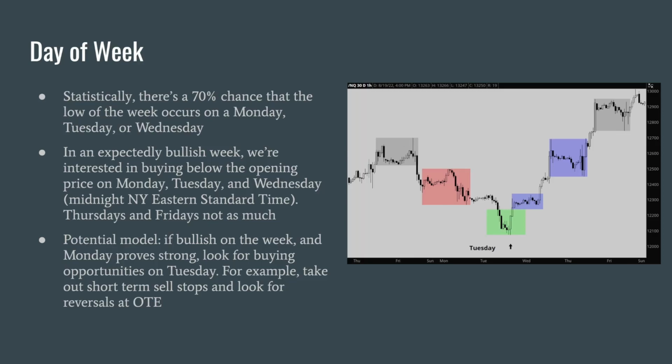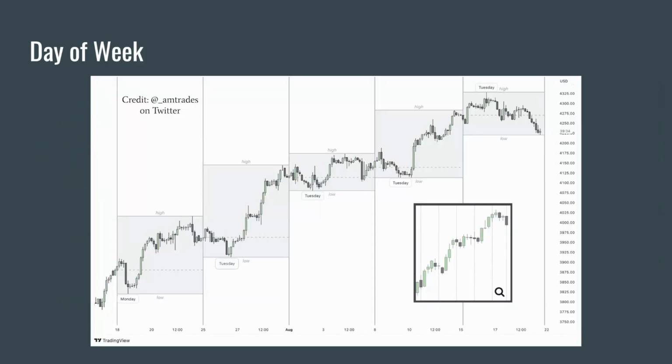But a potential model for this would be, if we're bullish on the week and our higher time frame bias is bullish, and Monday proves to be a fairly strong day, then we could look for buying opportunities on Tuesday. For example, if price took out some short-term sell stops, whether it's from Monday or from the week before, and reverse in the other direction, then we could potentially look for some optimal trade entries to get long. And in fact, the example that we've been looking at this whole time, the low of the week did occur on a Tuesday for what we expected to be a bullish week, given our knowledge of the market maker buy model.